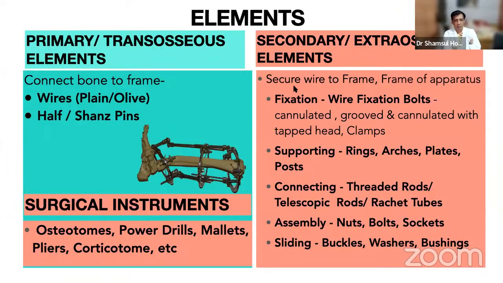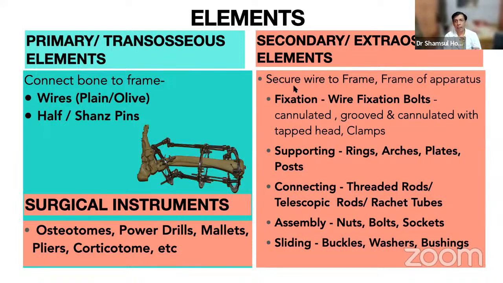So starting with the basic instrumentation, we can divide the elements into two parts, the primary or the transosseous elements and the secondary or the exosseous elements. In the primary, the elements are the ones that connect bone to the frame, that are the wires that can be plain or olive, and the shank pins. So these are the components that connect the bone to the frame. These are the connecting parts.